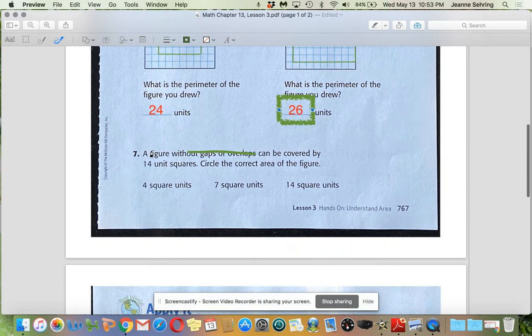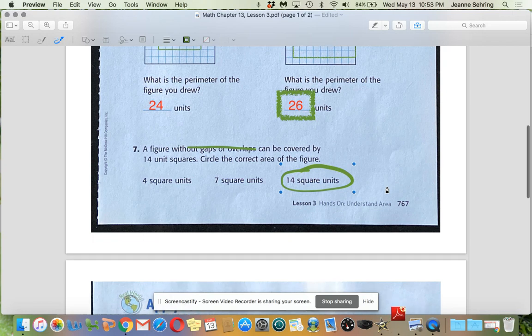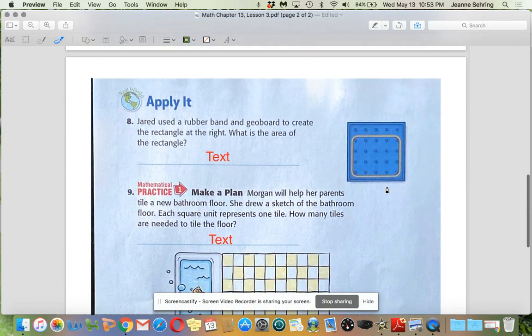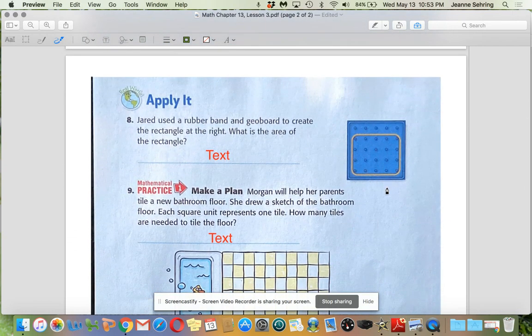All right, so a figure can be covered by 14 unit squares. Circle the correct area of the figure. Well, if I have 14 unit squares, I need 14 square units. Boom. Okay. Number 8. Jared used a rubber band and geoboard to create the rectangle at the right.